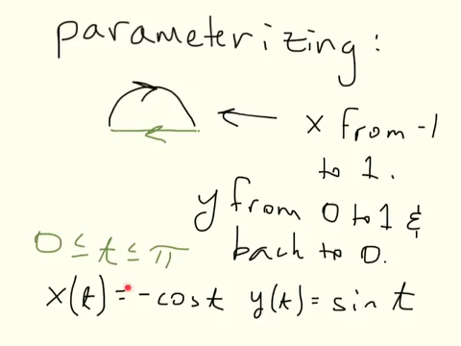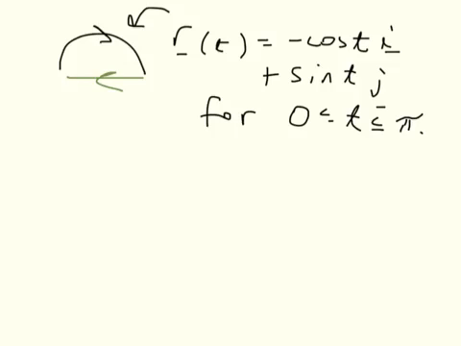So these functions are a parameterization of the upper curve. Written in our vector notation, our position vector r of t is negative cosine of t i plus sine of t j for this range of t. And now we need to deal with the bottom line. We're going to just do it completely separately. So we're not going to make time continue.